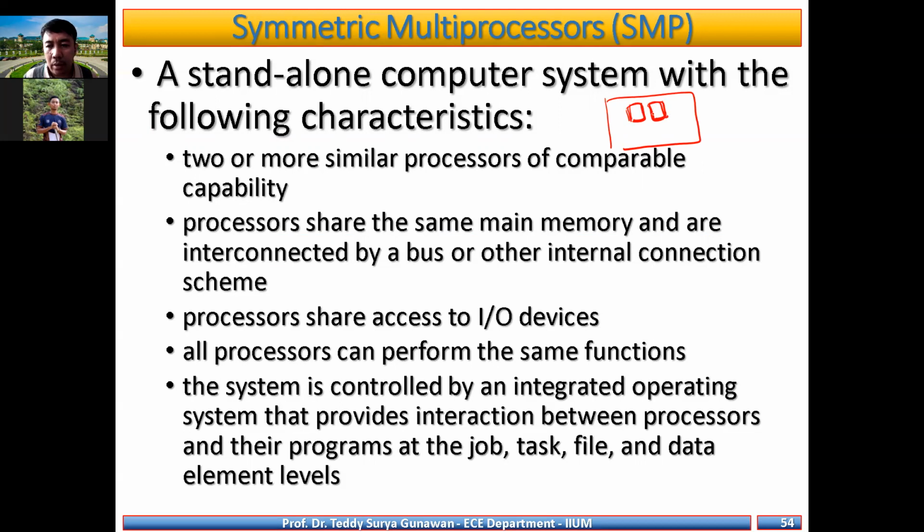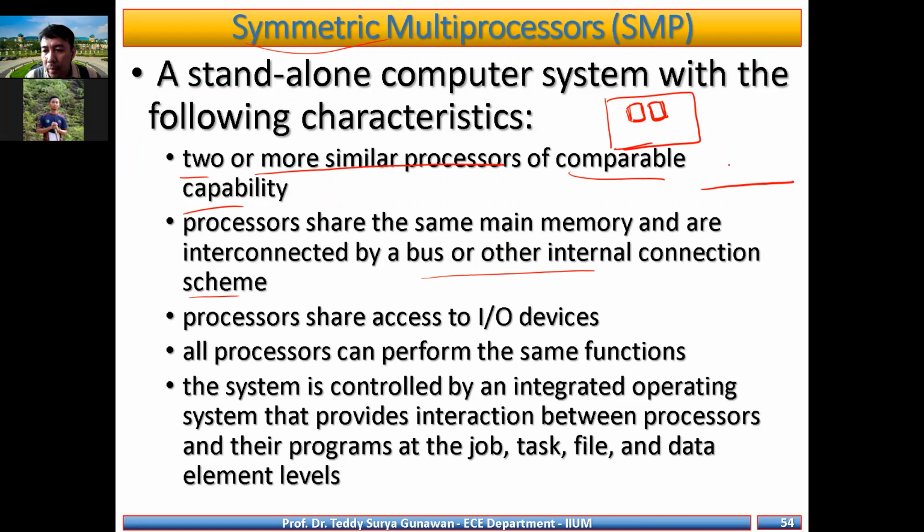So this is symmetric because it is not necessarily the same, it can be a bit off. Maybe one is 1 gigahertz, one is 1.1 gigahertz. That still works, but the best is if you have similar ones, like 1 gigahertz and 1 gigahertz, or i7, i5, i5. So it's two or more similar processors of comparable capability, not necessarily identical, that share the same memory and are interconnected by a bus or other internal connection scheme.